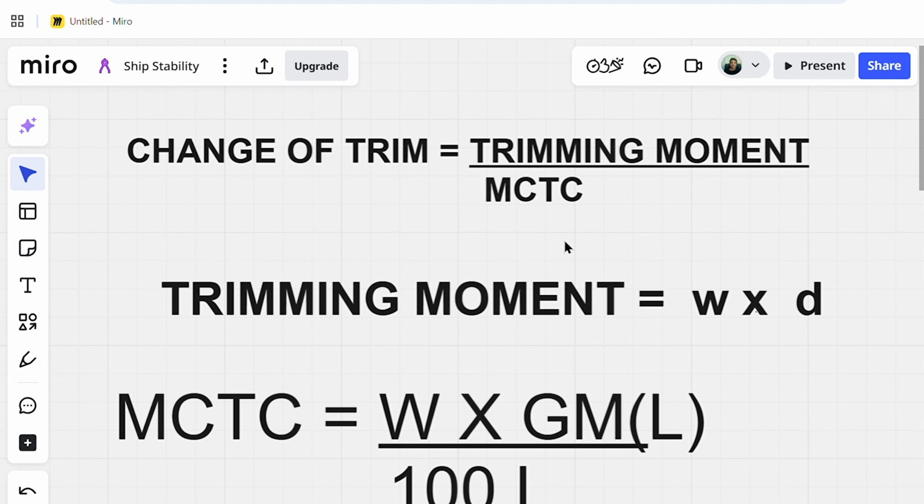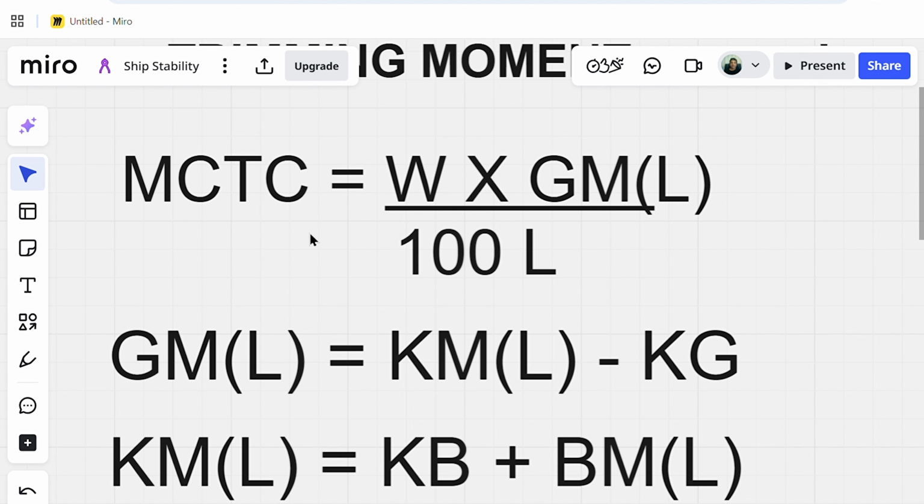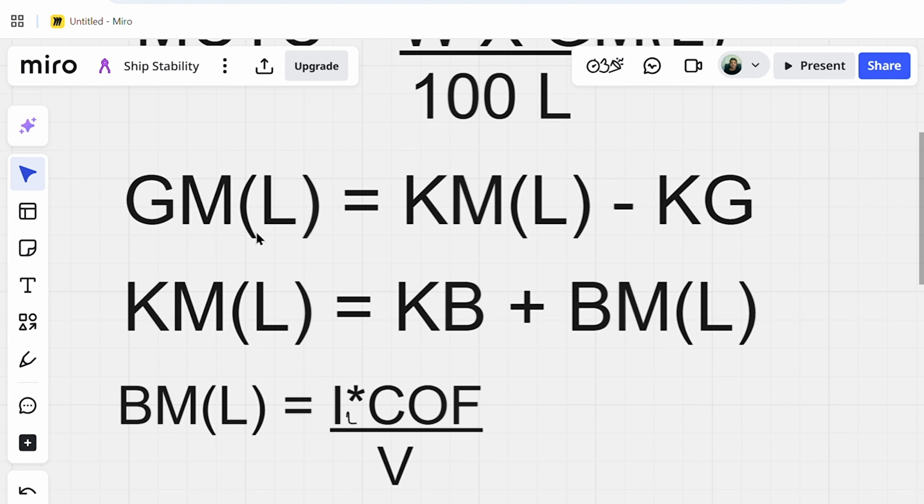For MCTC, we have a formula. The formula goes like this: MCTC is equal to displacement, capital W, multiplied by longitudinal GM and divided by 100 into ship's length between perpendiculars. The ship's displacement is given in the question. Length is also given. Now we need to figure out how to find GML. As I showed you in the sketch, GML can be found by subtracting KG from KML. And KML is nothing but KB plus BML.